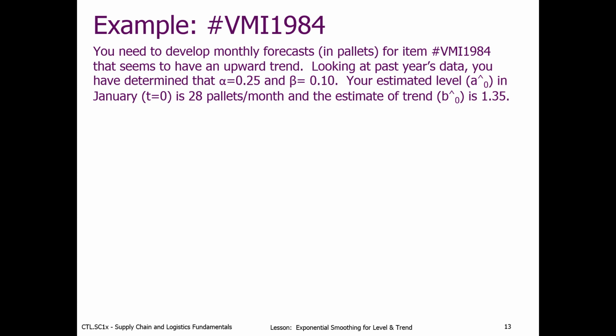And looking at past year's data, you've determined that you're going to use an alpha of 0.25, a beta of 0.1. And your estimated level, A hat 0, in January, which is time 0, is 28 pallets per month. That's your most recent estimate of what the level is. And your most recent estimate of the trend is 1.35. So you're assuming an upward trend of 1.35 additional pallets each month. So what do we want to do?